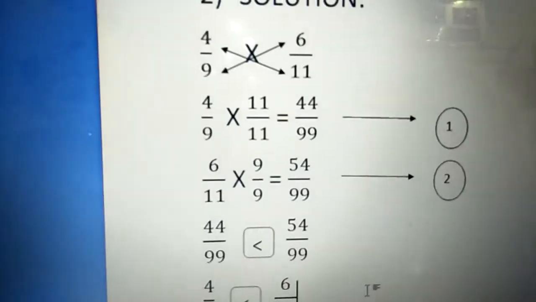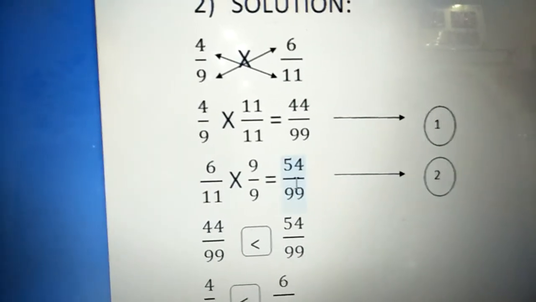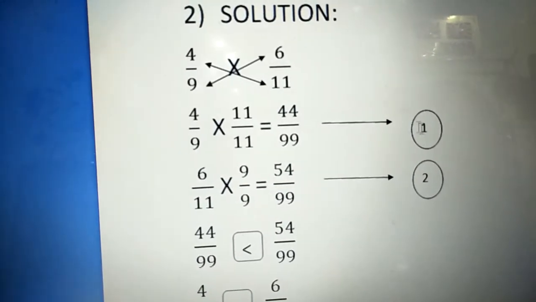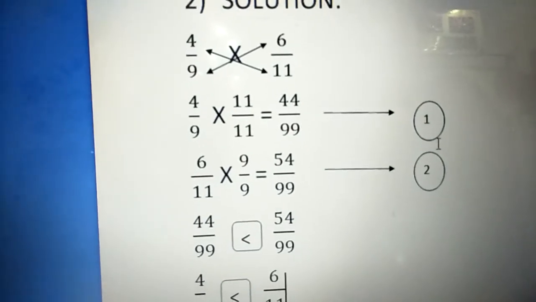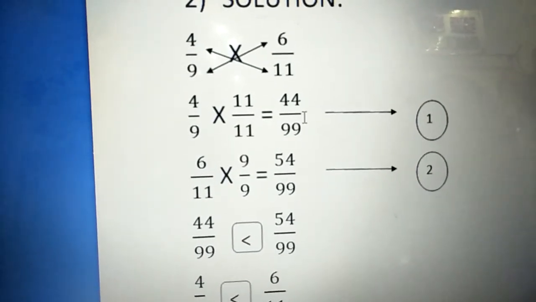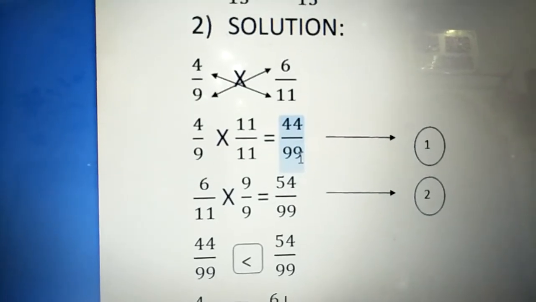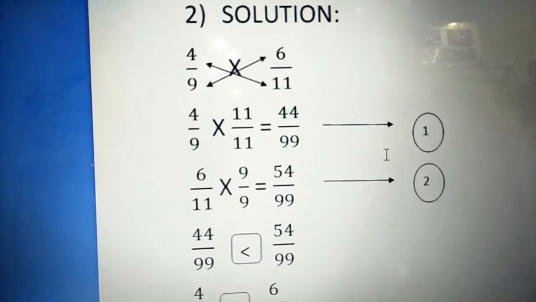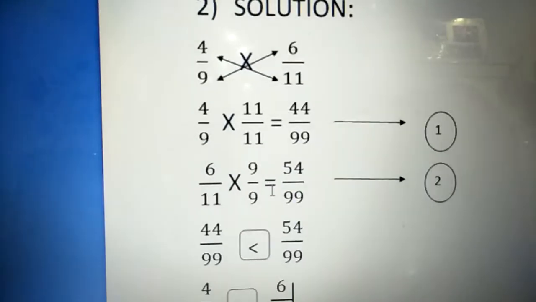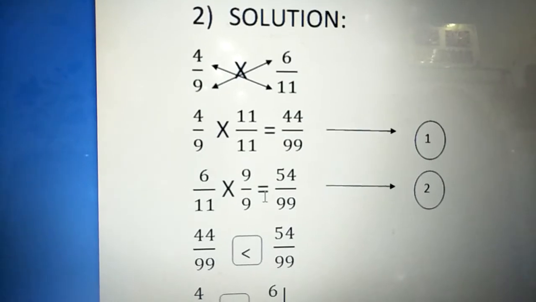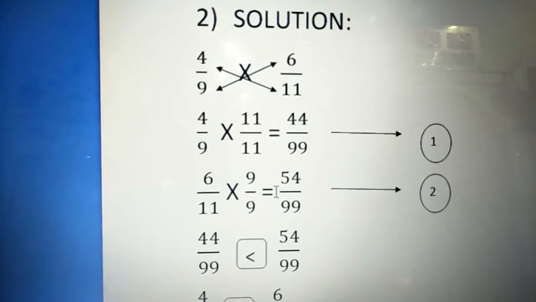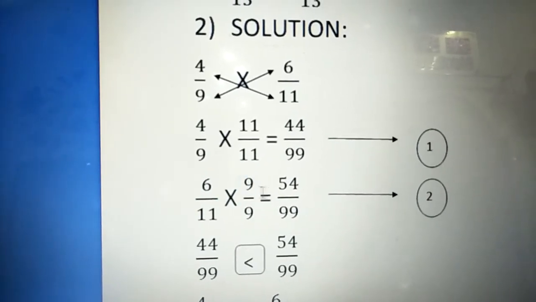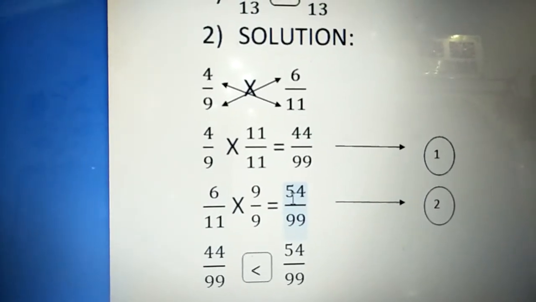So children, before I commit some mistake here, so this is correct. So after this, here I get 44 divided by 99. You should see this step and write it down before I commit some mistake. So this is correct, children. Sorry for that. So 6 9s are 54.